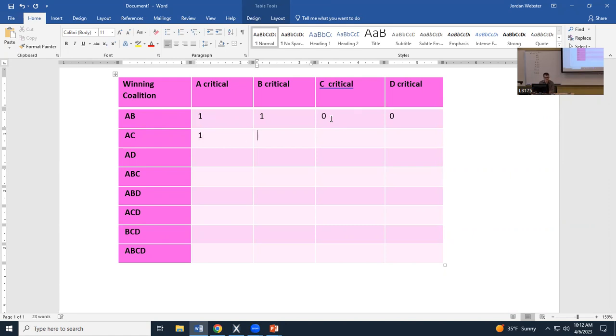Then I look at AC. A and C are both needed because if I drop one of them out, the single voter A doesn't win, the single voter C doesn't win. Look at AD. If I drop A out, I lose. If I drop D out, we lose.